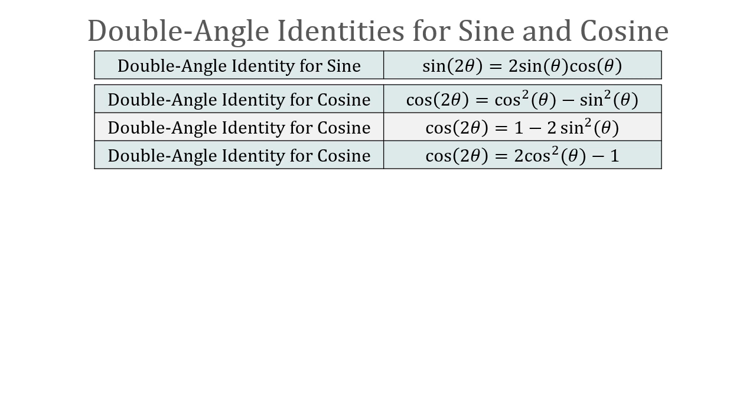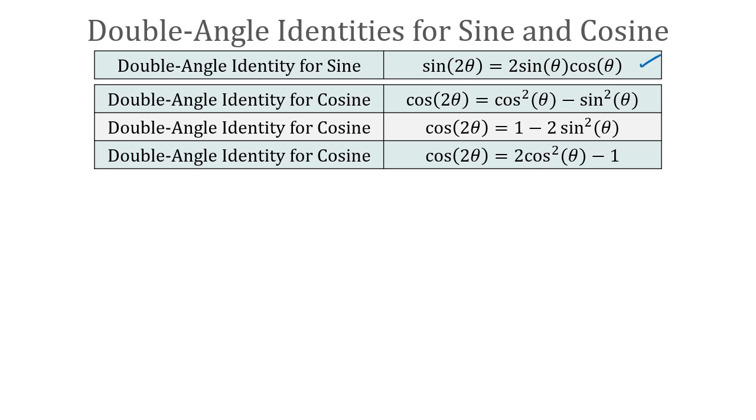So as a summary, the double angle identities for sine and cosine are listed here. Double angle identity for sine, there's only one, so that's sort of nice. You don't have options. Sometimes it's nice not to have options. You just know what you're going to use. The sine of 2 theta is always equal to 2 times the sine of theta times the cosine of theta. Always going to equal that.